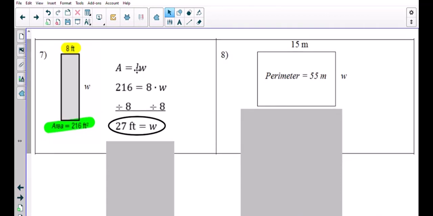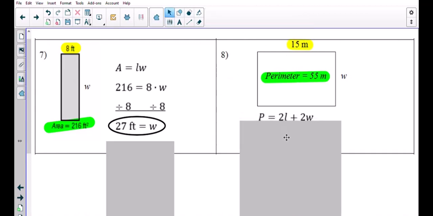Number 8, we are given the perimeter of this rectangle, so we need to use the perimeter formula for a rectangle. We're also given the length to be 15 meters. Sometimes we're also given the width. Just for all of these, we're trying to find W. So we're going to use P equals 2L plus 2W, replace P with 55, L with 15. So I have 55 equals 2 times 15 plus 2W.